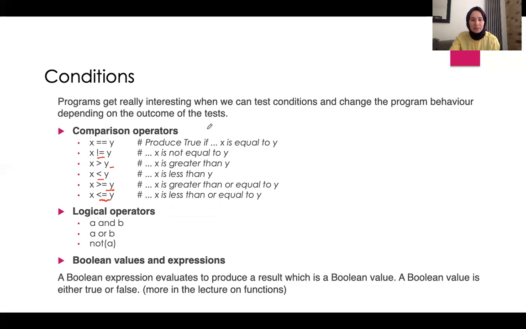Then we have some logical operators. Sometimes you might have more than one condition. In those cases, you can use logical operators, and they are and, or, not. Also we have Boolean expressions. A Boolean expression evaluates to produce a result, which is a Boolean value. And the Boolean value, as you remember, can be either true or false.